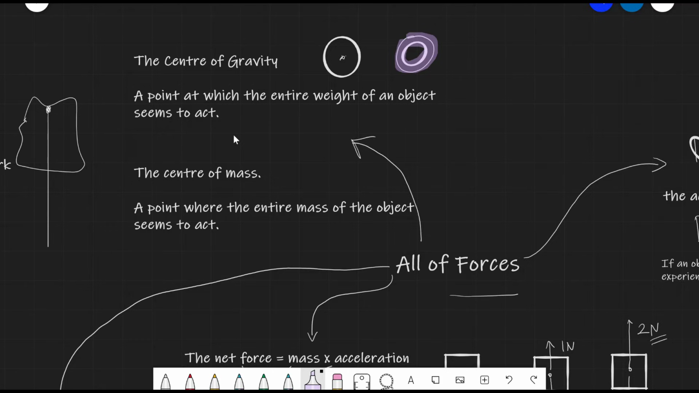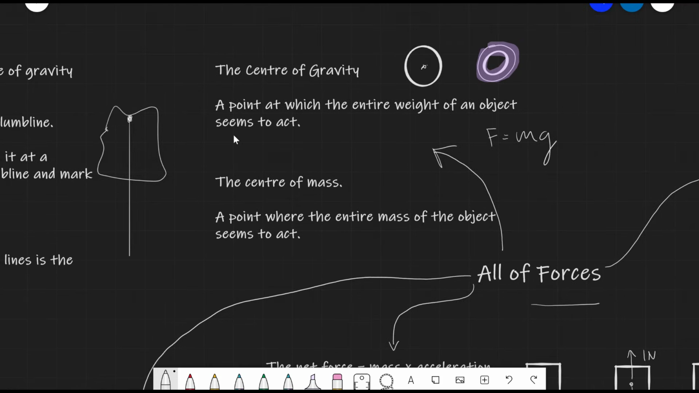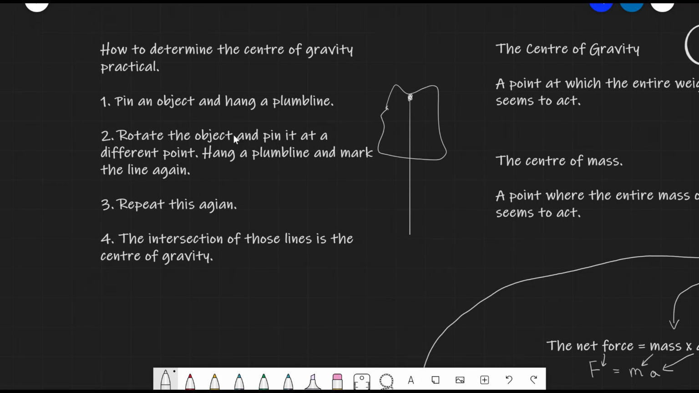Remember, the two are just connected by F is equal to mg, which I can just write down once again over here. Well, how can we determine the center of mass? We can determine that using a practical.